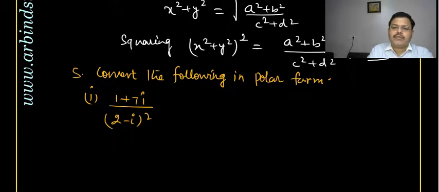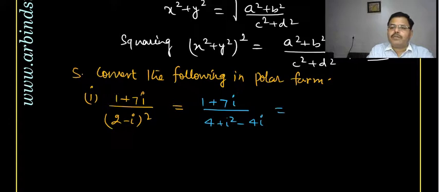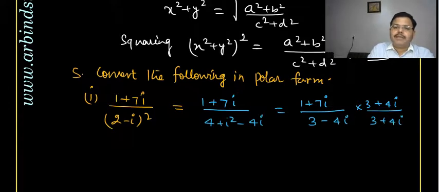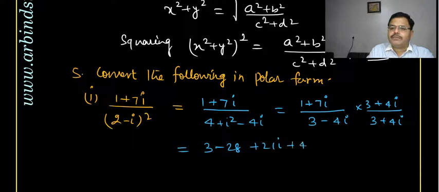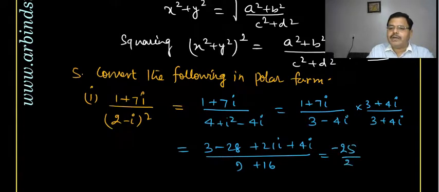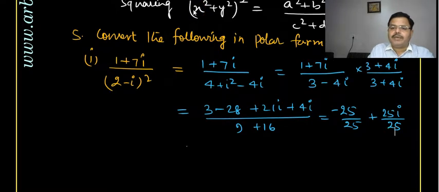But let me simplify this first. I am going to write the solution here. Simplifying, (1 plus 7 iota) divided by (4 plus iota square minus 4 iota). So that will be (1 plus 7 iota) divided by (4 minus 1), that is 3 minus 4 iota. Multiply by 3 plus 4 iota in numerator as well. So what will come? That will be 3 minus 28, 7 times 4 is 28, and 7 times 3 is 21 iota, plus 4 iota, divided by 9 plus 16. So that will be minus 25 upon 25, and 25 iota upon 25. So finally this will come like minus 1 plus iota.